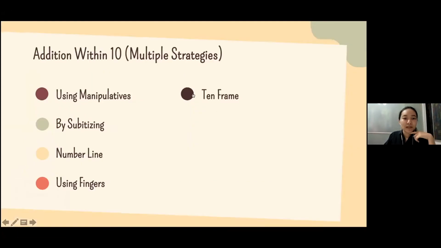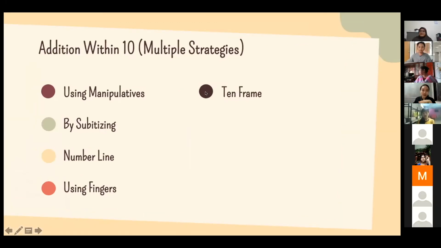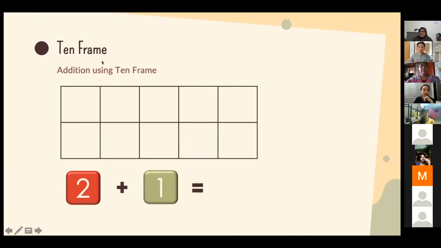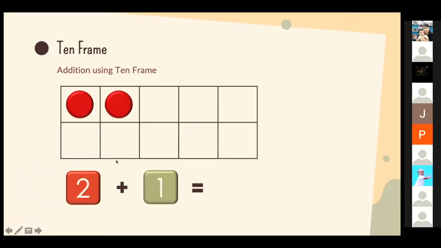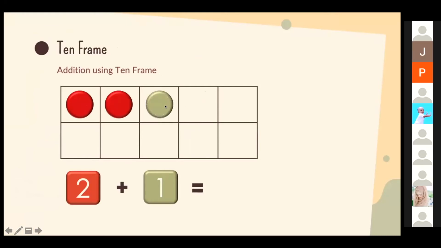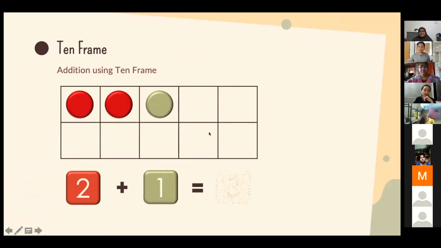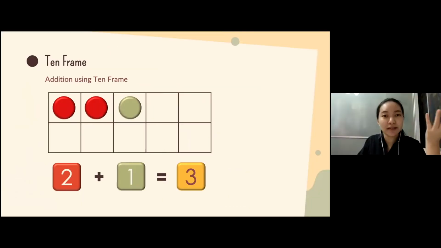Okay. So next will be 10 frame. So when we introduced them to the number concept, we already introduced them to 10 frame. So now we are teaching them how to do addition using 10 frame. So we have 2 plus 1. So I have 2 red dots and 1 green dot. How many do I have all together? I have 3. So this is also helping the kid to visualize the addition and also become familiarized with the 10 frame because it will play a very important role in the future.